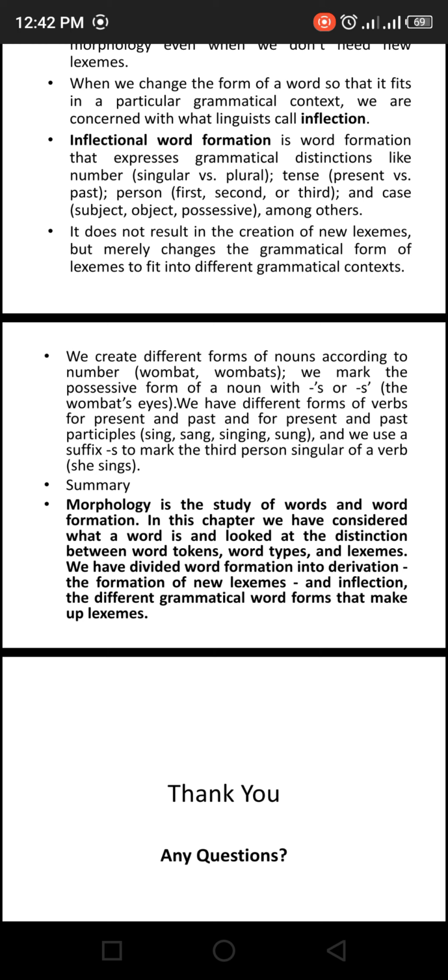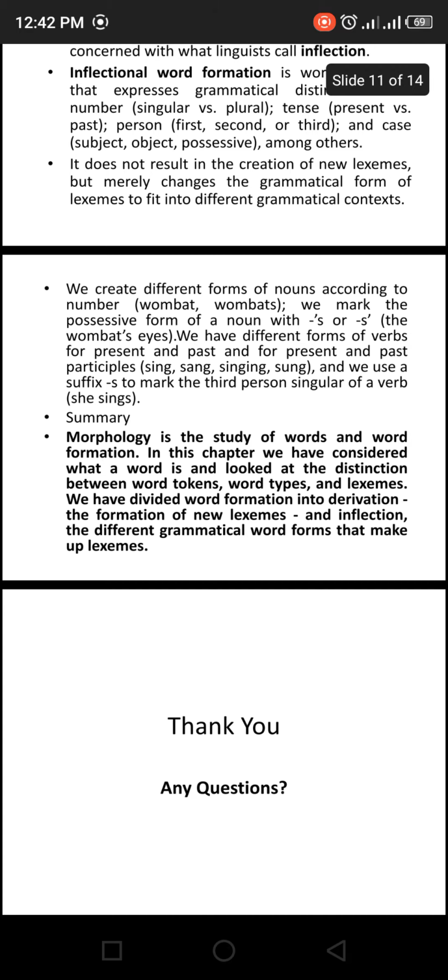It does not result in the creation of new lexemes, but merely changes the grammatical form of lexemes to fit into different grammatical contexts. We create different forms of nouns according to number, such as boy and boys. We mark the possessive form of a noun with apostrophe s, like Hina's. We have different forms of verbs for present, past, and for present and past participle, like sing, sang, singing, and sung. And we use a suffix s to mark the third person singular of a verb, like she eats.